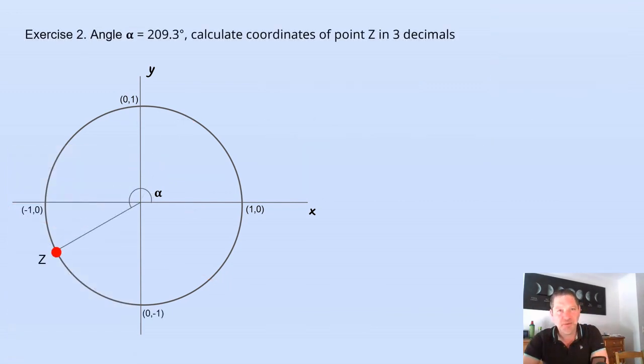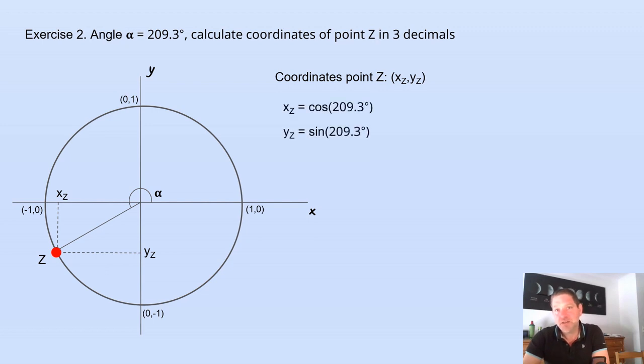Here's the second example. In this example, the alpha, the angle, is 209.3 degrees, which puts us well in the third quadrant. Calculate the coordinates of point Z in 3 decimals. Okay, so now we again start by breaking this down into the components. The x of Z is somewhere around -1, a little bit before -1. The y of Z is somewhere halfway between the origin and -1 on the y-axis.